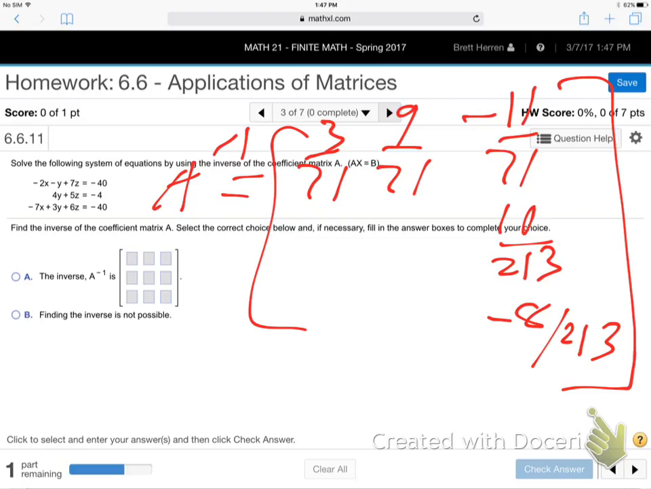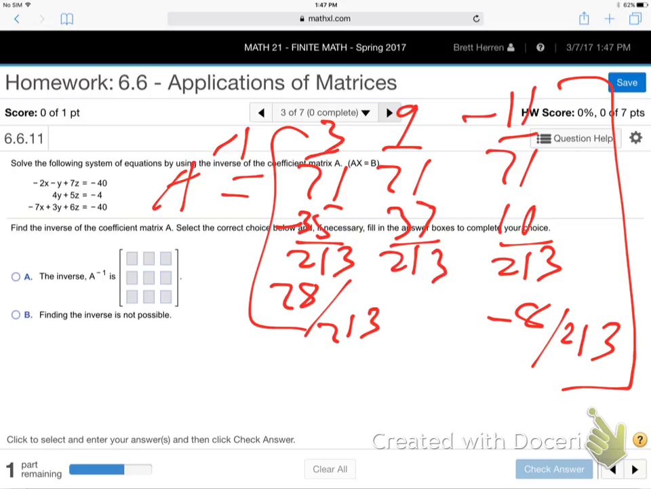And then minus 35 over 213. Sorry, it's kind of messy. It's the best I can do with my finger. I don't know why my Apple Pencil is not working. 37 over 213. And 13 over 213. All right, there's what I got for the inverse matrix.